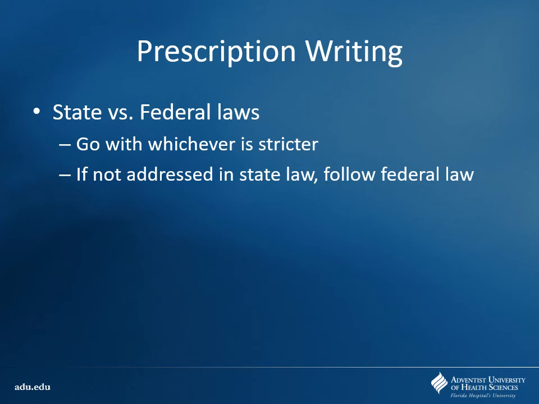So just remember, when you're dealing with state versus federal laws, you typically want to go with whichever is stricter, right? In general, you can't really go wrong if you follow whichever one is stricter. Now, there may be some odd exceptions. So, for instance, medical marijuana, right? Federally, still a Schedule I substance. Federally, still a crime to possess or to use.